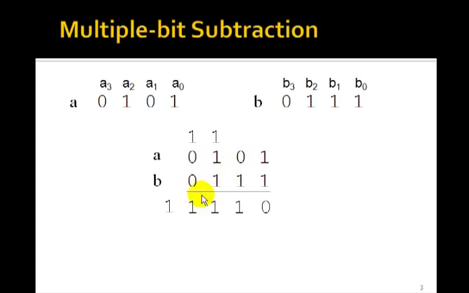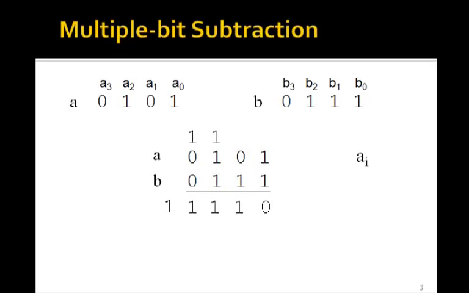So here we had 5 minus 7, which is really minus 2. This 1, 1, 1, 0, if you take the 2's complement, you get a 2. So this is really minus 2. And we have a borrow indicating that the 5 is really less than the 7.